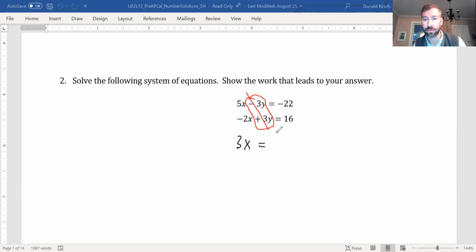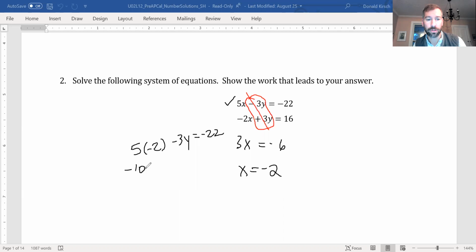5 and negative 2 becomes 3. Negative 22 and 16 becomes negative 6. And if we divide by 3, we get negative 2. And so from here, we again just need to find the y value. So we'll do 5 times negative 2 minus 3y equals negative 22. I'm just plugging into this first one.